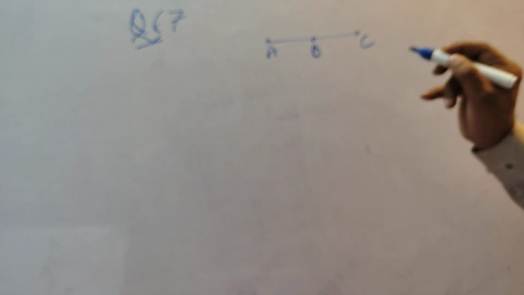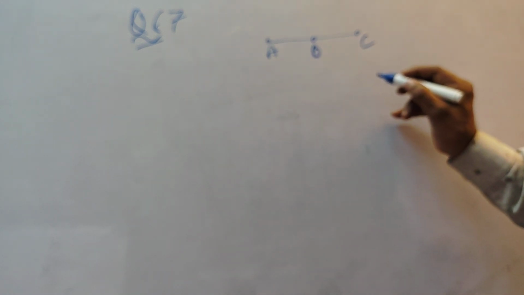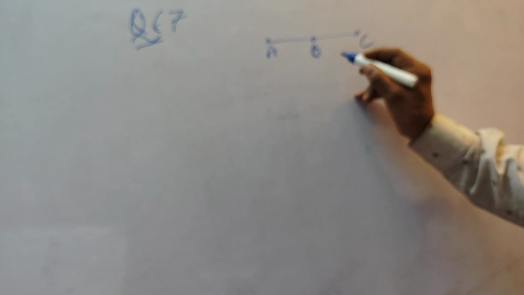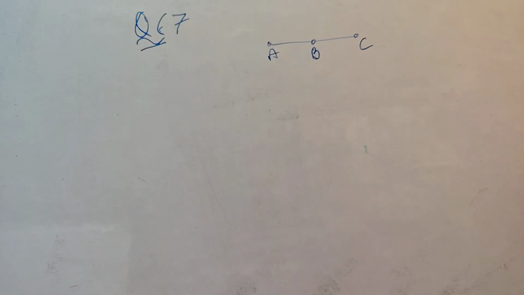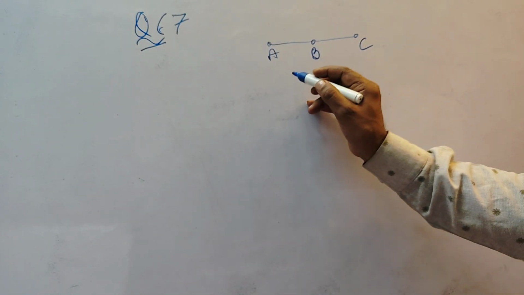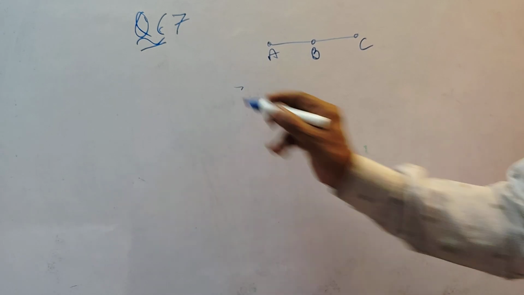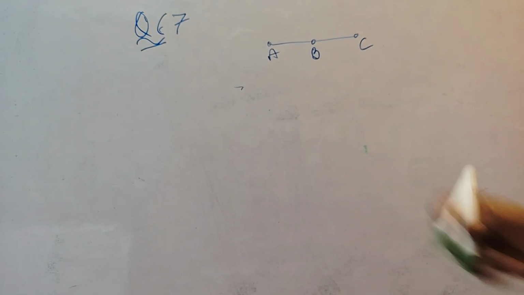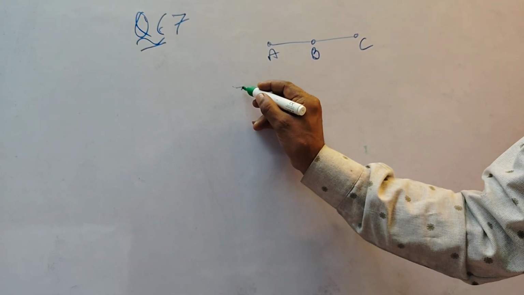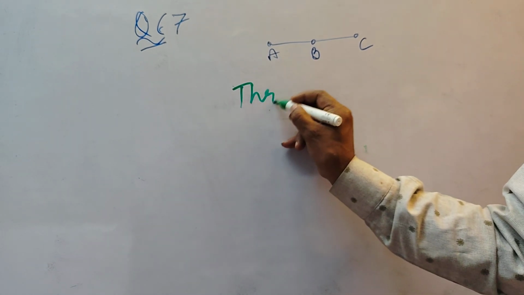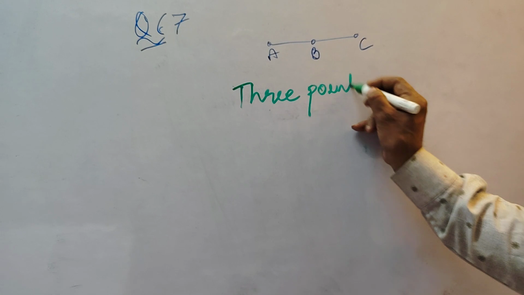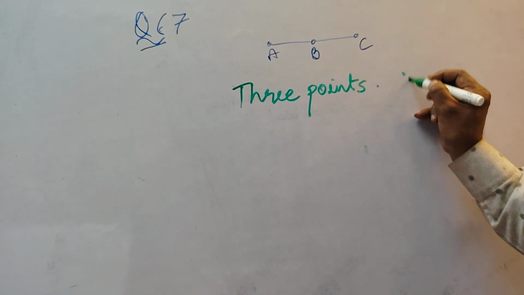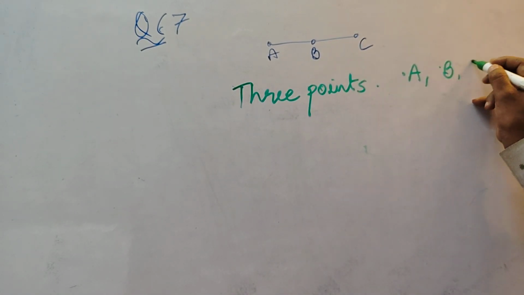In figure 2.44 there are points A, B, C. How many points are marked? Name them. The answer will be 3, and you know it. So 3 points, and the names are point A, point B, and point C. This is the answer.